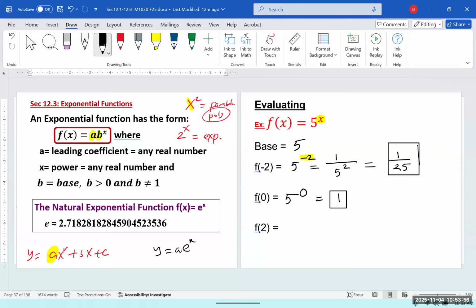The last one is f of 2. So 5 to the 2, and what is 5 to the 2? 25. So observe what is happening. When you have a negative power, it's a fraction. When you have a positive power, it's a whole number.